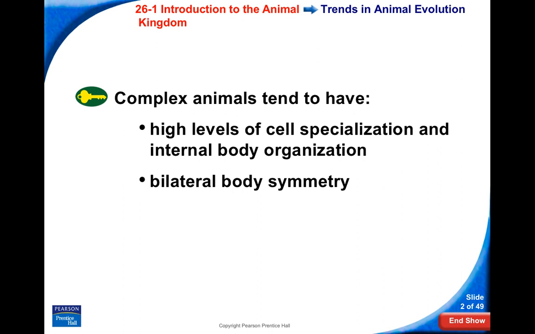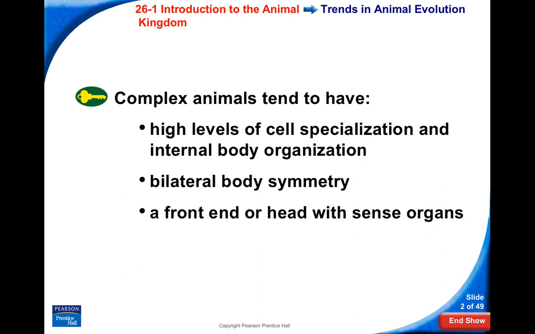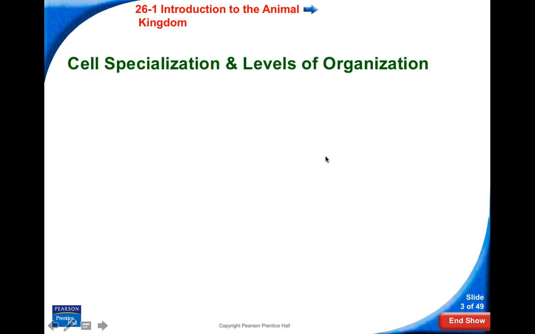So that's 1. 2 is bilateral body symmetry. 3 is a front end or head with sense organs. And then lastly, 4 is that complex animals tend to have some kind of body cavity. Okay, so we'll go through these in order, and we'll start actually with this first one here, cell specialization.